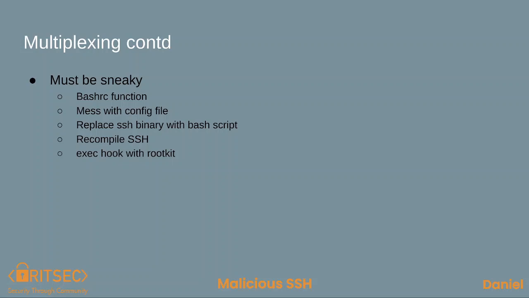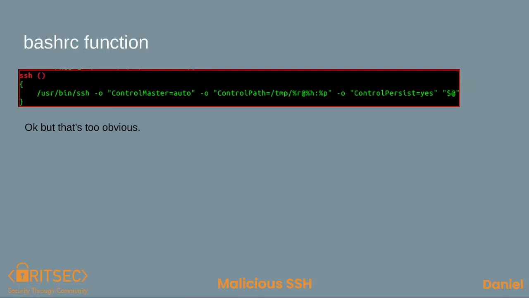We can recompile SSH, like how we recompiled SSHD earlier, which is much more stealthy and much more of a pain to fix. It's not too bad, but it's still a process. Or we can get really fancy and do an exec hook with a rootkit. I haven't put in the necessary time to figure this one out quite yet. But when I do, then blue teamers, you're just kind of screwed at that point. Gonna be real. So let's take a look at what those actually look like.